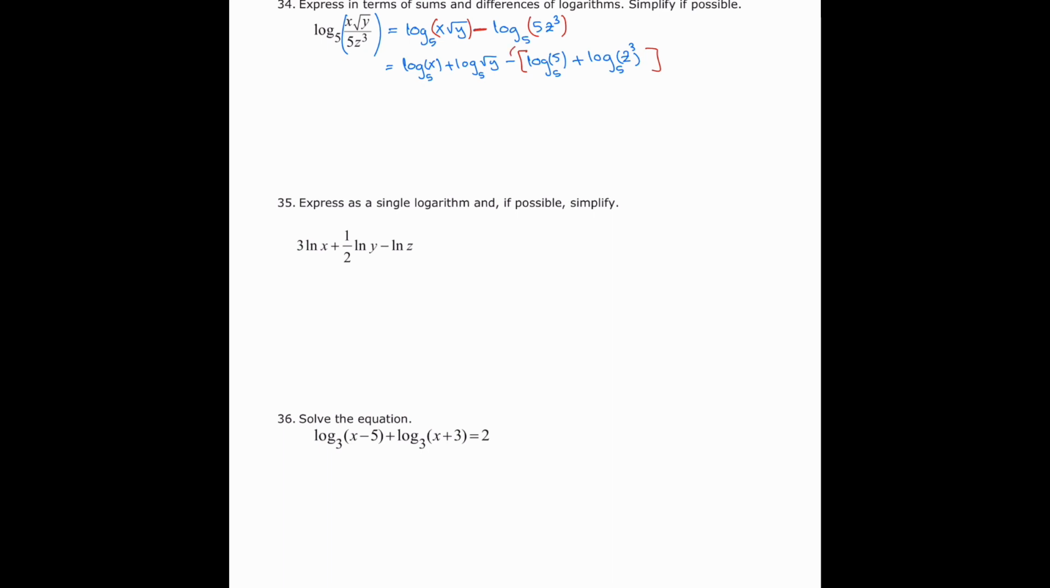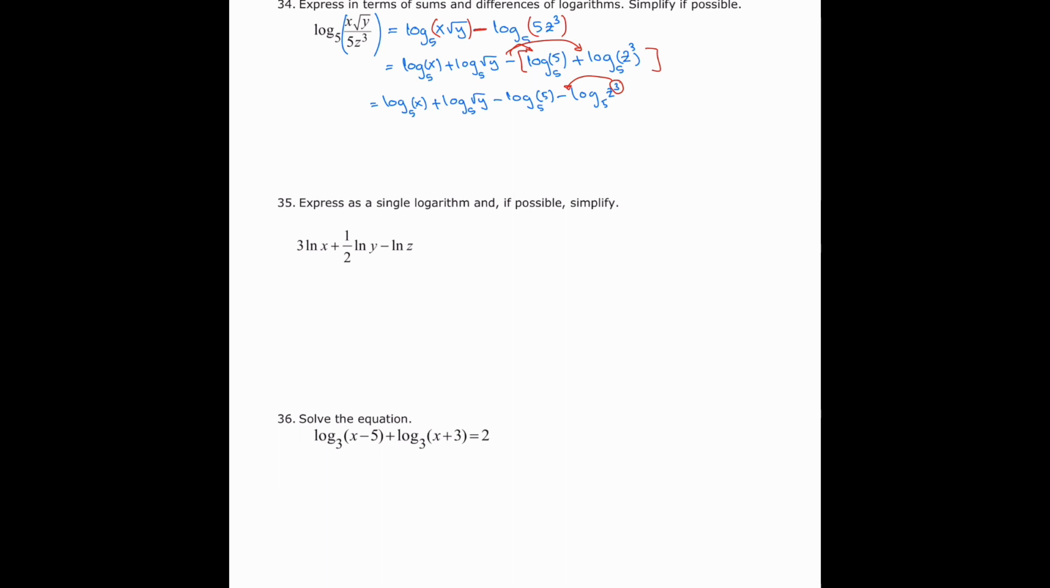The next step I'm going to do is to distribute the negative sign inside, so you will have log base 5 of x plus log base 5 of square root of y minus log base 5 of 5 minus log base 5 of z to the third power. Lastly, I will use the power rule in order to bring the powers down.